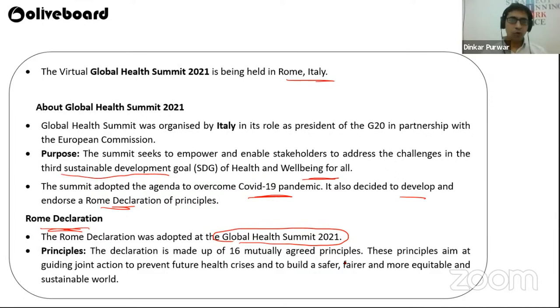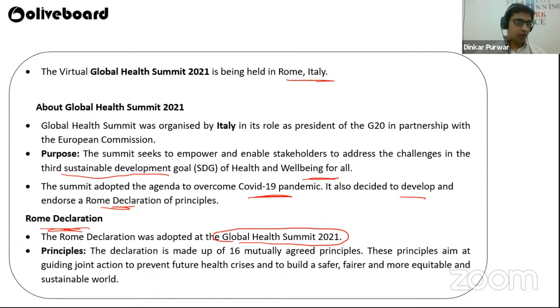Okay. So what are the principles? The declaration is made up of 16 mutually agreed principles. These principles aim at guiding joint action to prevent future health crises and to build a safer, fairer, and more equitable and sustainable world. This is all about our Global Health Summit that has happened in Italy. And there is a Rome Declaration that has been signed over there.